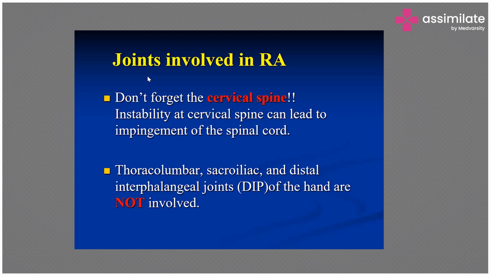Does anyone know that? See, the answer is here: instability at the cervical spine can lead to impingement of the spinal cord. So you know that it is impinging the spinal cord, so obviously it will affect the airway also. It can lead to paralysis also, so many things, and even death.